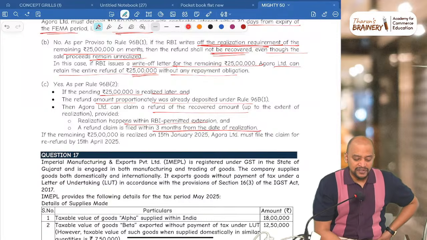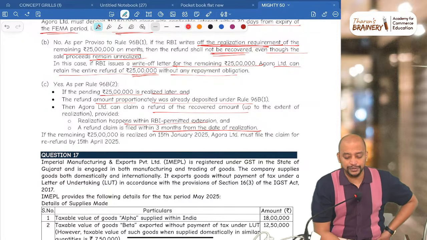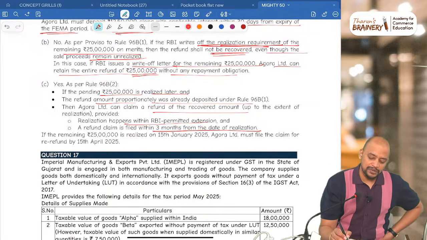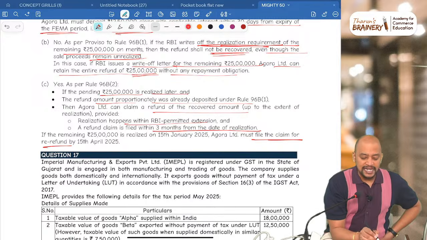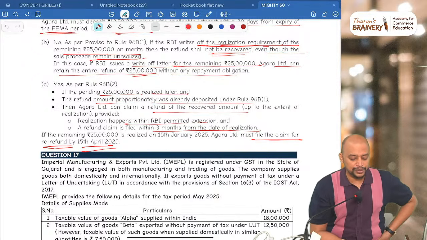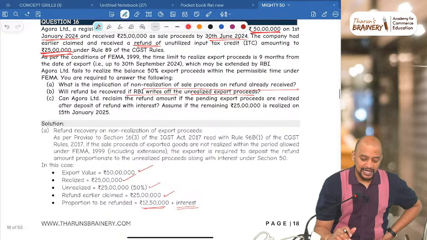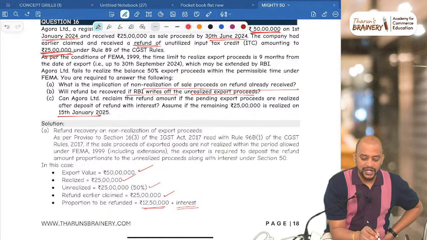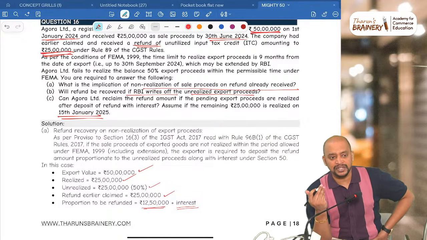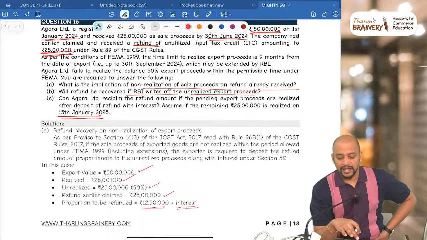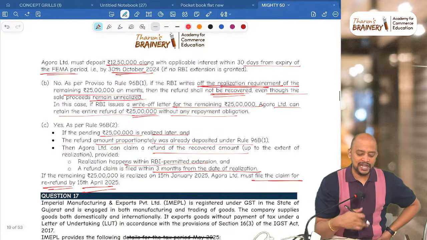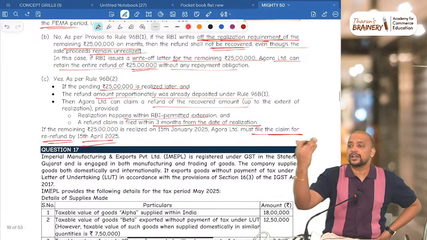If the remaining 25 lakhs is realized on 15 January 2025, Agora Limited must file a claim for refund by 15th April 2025. So what is the date on which they are realizing the proceeds? They are realizing the proceeds on 15th January. So 15th January means February, March, April. By 15th April, they need to make an application for reclaiming of that refund.